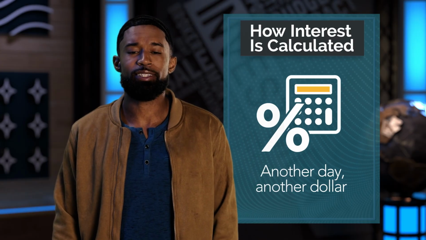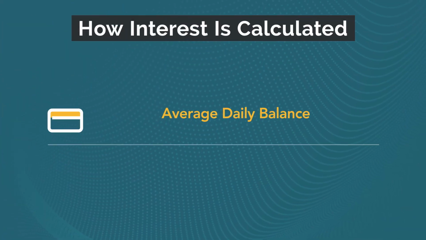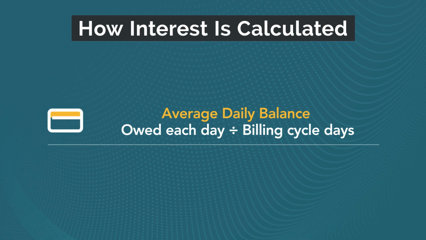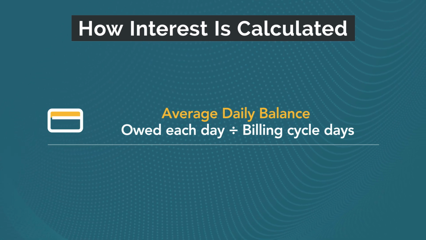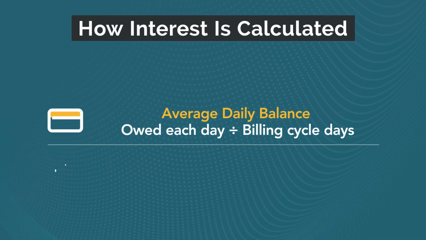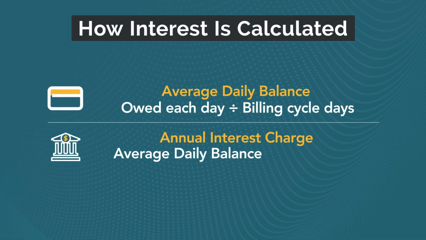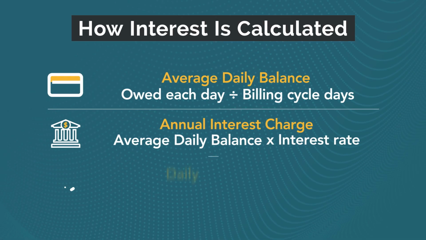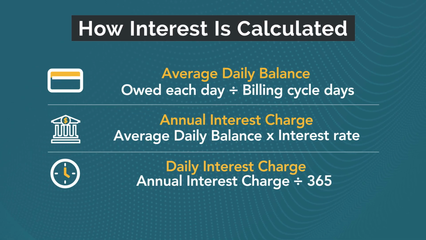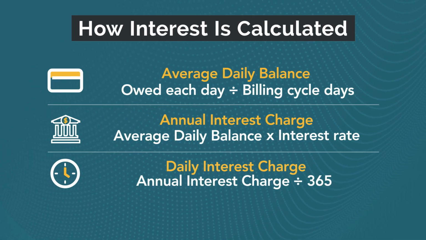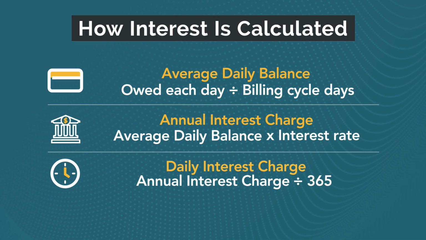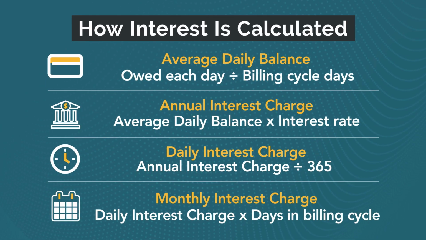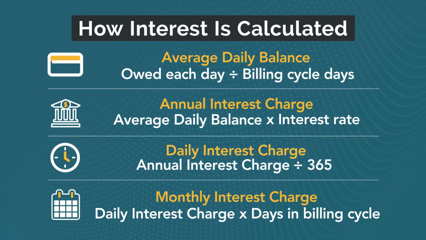Let's go through the steps. First, calculate your average daily balance by adding up what you owe each day in the billing cycle and then divide by 30. This gives an average of what you owed each day that month. Next, multiply the average daily balance by your current APR to get an annual interest charge. Then, divide the annual interest charge by 365 days. This gives you the daily interest charge. Finally, multiply the daily interest charge by the number of days in the billing cycle. In this case, 30 days.